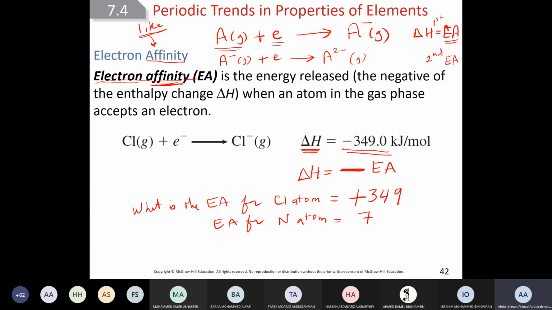Now, the electron affinity for nitrogen atom is equal to minus 7. What's delta H for this reaction? Nitrogen gas plus electron goes to N minus gas. What's delta H? Plus 7. Delta H equal to what? Minus electron affinity.